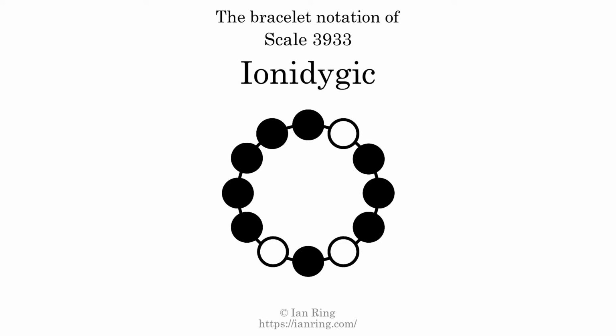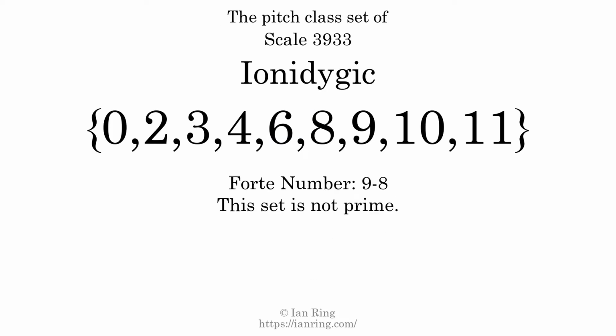This is a bracelet notation diagram of scale 3933. The shaded circles represent tones that appear in the scale, and they are read clockwise, starting at the top. The pitch class set for this scale is 0, 2, 3, 4, 6, 8, 9, 10, 11. The forte class is 9-8. This set is not prime.